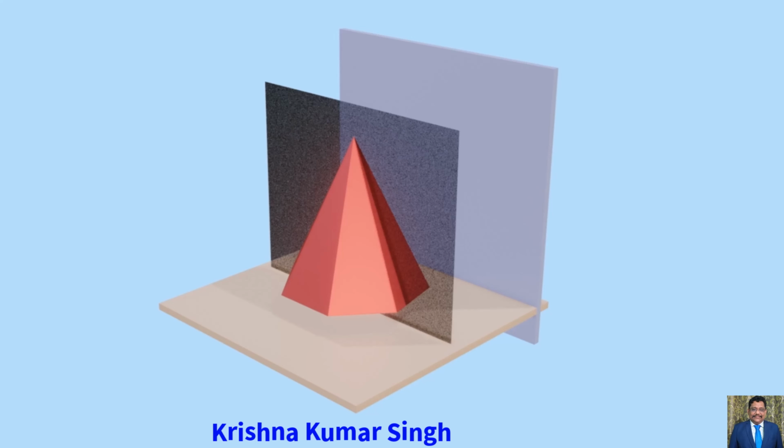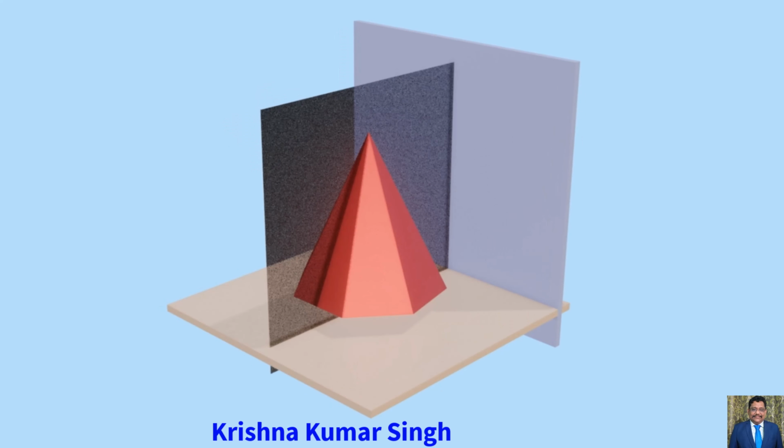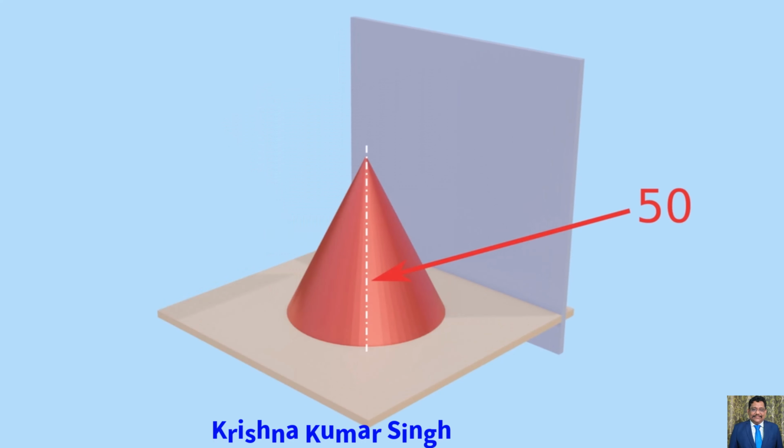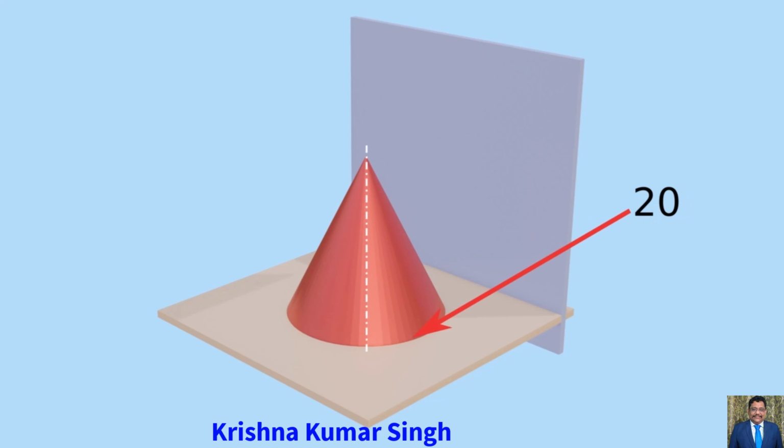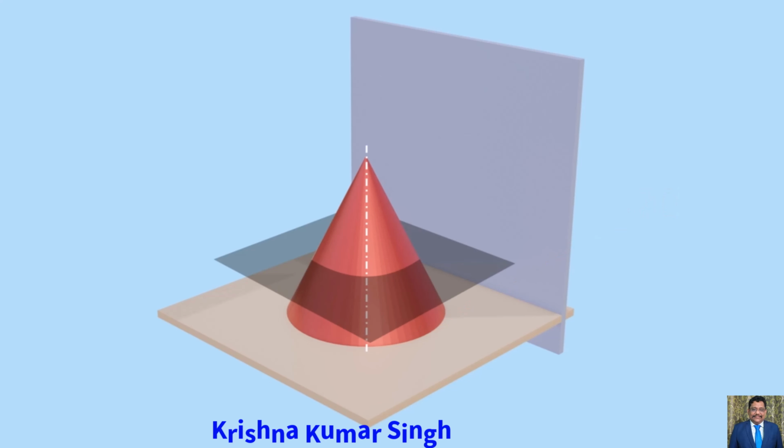Now let us discuss how to solve problems on section planes. A cone of axis length 50 mm resting on the ground on its base circle of radius 25 mm is cut by a section plane parallel to the base at a distance of 30 mm above the base.